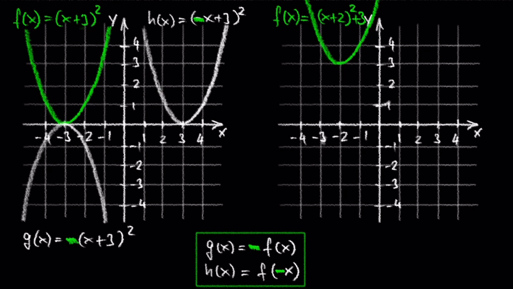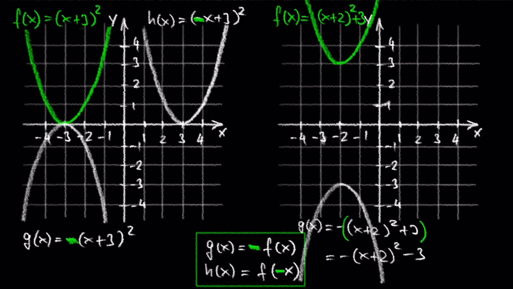To reflect the graph about the x-axis, we put a negative sign in front of the function, which then becomes g of x equals the negative of (x plus 2) squared plus 3. Be careful and don't forget the parentheses here. We can also write this as the negative of (x plus 2) squared minus 3.